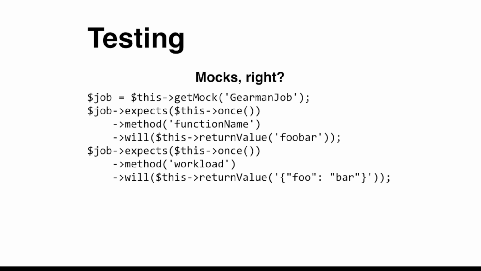So in the case of a Gearman job, we create a mock of it. We tell it this function is going to call the method called function name, and I need you to return foobar, and so on and so forth. Does this look familiar to anybody? Have you done any of this before? Yes, no, maybe? Okay, you have. So don't do that for Gearman. Reason being, that's a lot of code to copy and paste in every single test. Mock function name, mock workload, etc., and you're not really adding any value, and it's hard to read.